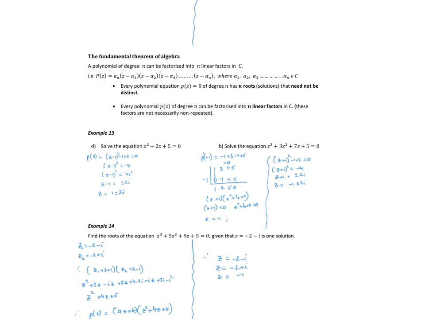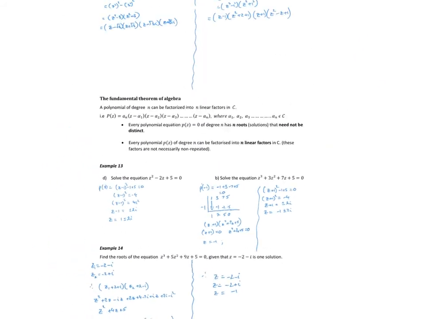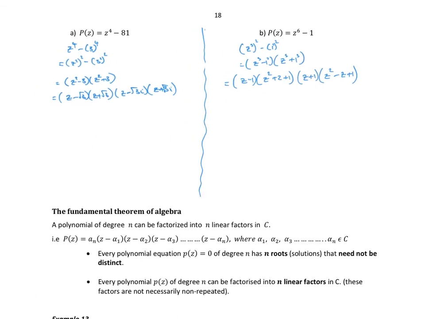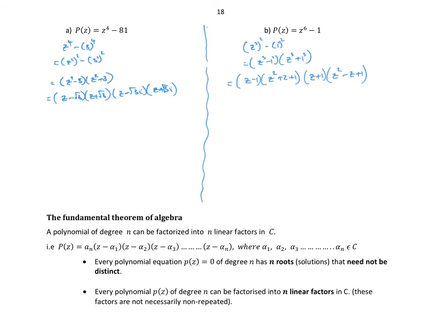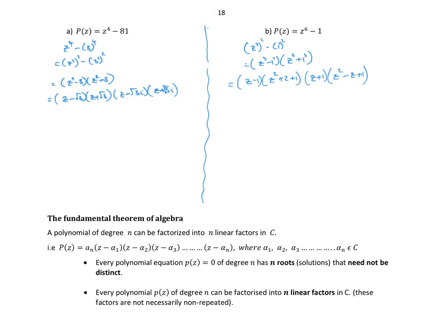If we do that up here, there's my z to the 4 minus 81, which is z to the 4 minus 3 to the 4, which is z squared squared minus 3 squared squared. So I can apply my difference of squares: z squared minus 3, z squared plus 3. Obviously, I've got a difference of squares again. And then if I introduce my i and make it minus 3i squared, I get another difference of squares.